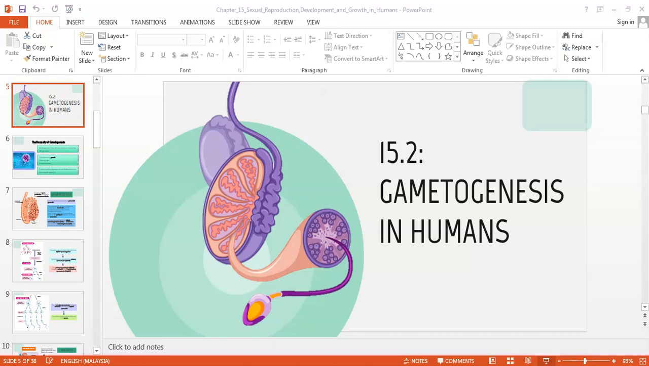Dan primary oocyte dia akan undergo meiosis and stop at prophase 1 during the fetal development. Jadi maksudnya proses oogenesis dah berlaku dalam perut ibu lagi, sebelum female lahir lagi. Dan dia akan stop sampai dekat prophase 1 during the process of fetal development.